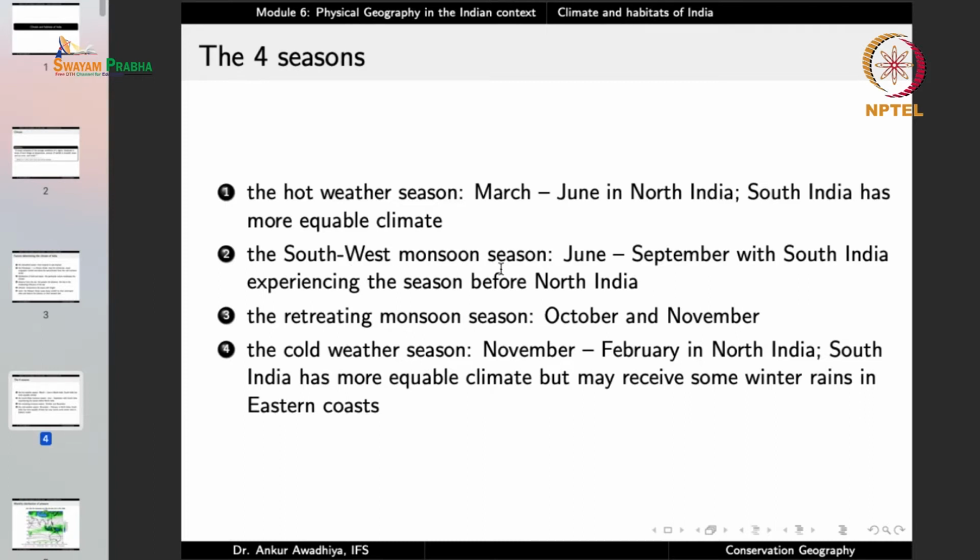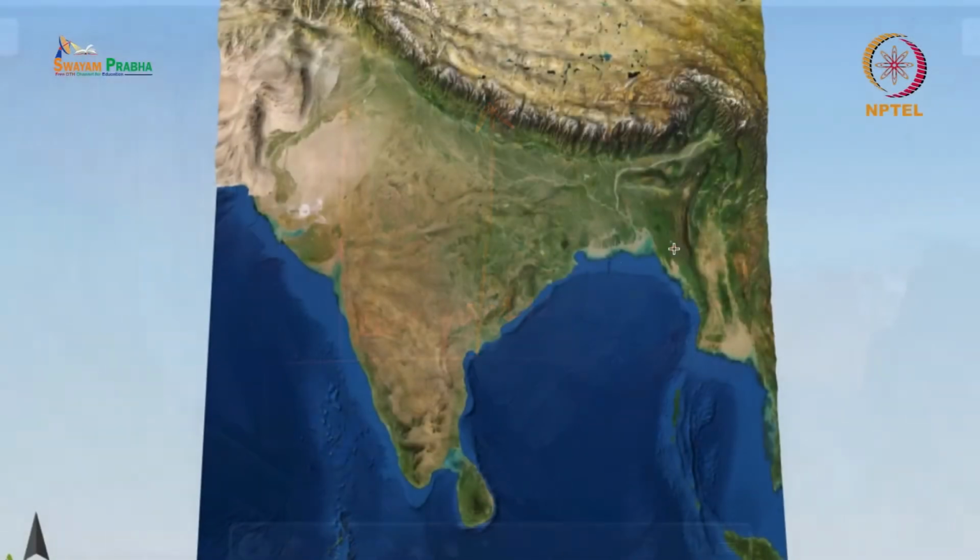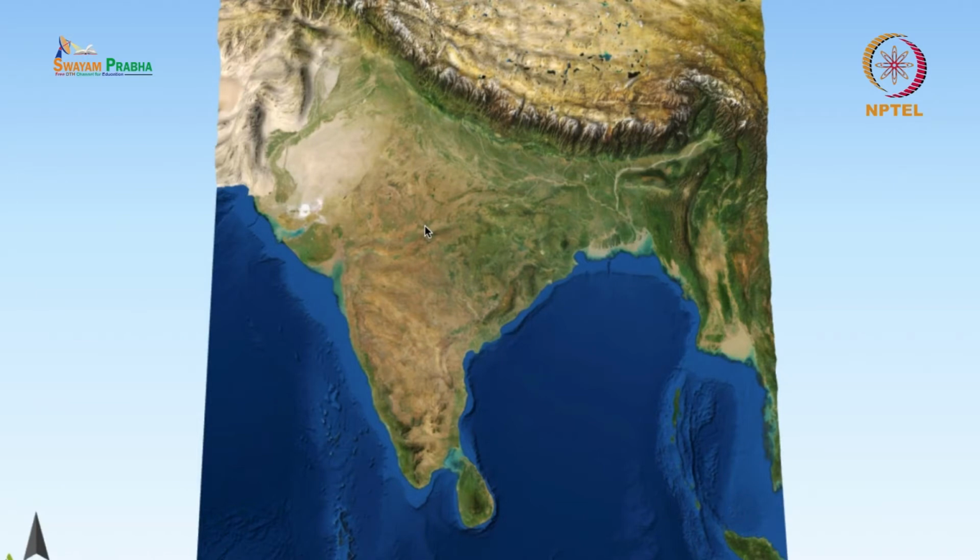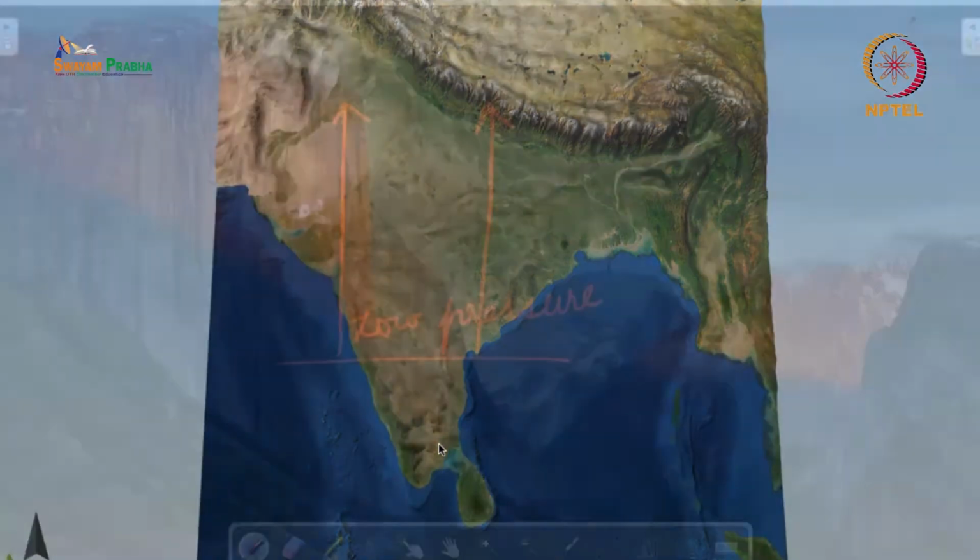Next, we have the southwest monsoon season from June to September. Now, when we have low pressure that is created over most of India, then winds will rush to take its place. And in our country, these winds are the southwest monsoons. So, they move from southwest towards northeast. Now, when these winds move to take the space that is created by the low pressure zone, the winds will enter into our country from the south. And so, typically, South India experiences monsoons before North India.